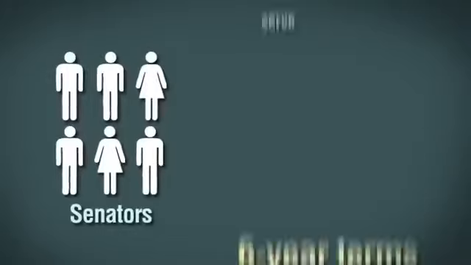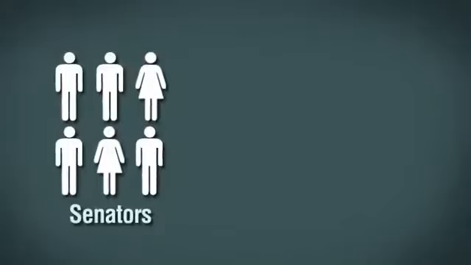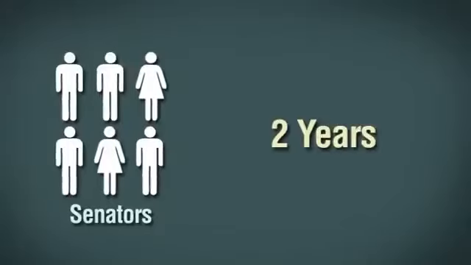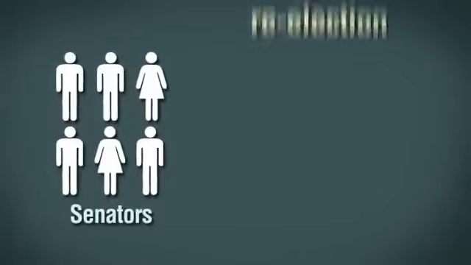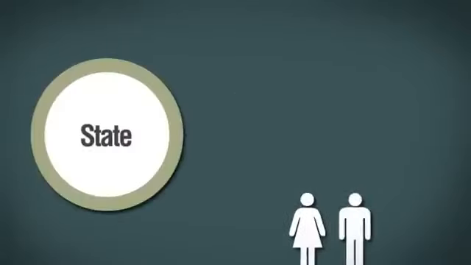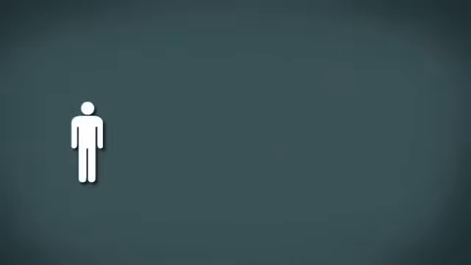public. Senators serve 6-year terms, and elections are staggered, so every 2 years, a third of the senators run for re-election. Each state is represented by 2 senators, regardless of its population. And again, the first-past-the-post voting system is used, so the candidate with the most votes wins.